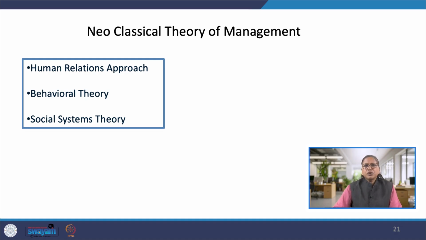Neoclassical theory of management emphasized human relations, behavioral theory, and social systems theory. The focus of social systems theory is organizing and managing human resources in various social processes, in various groups, how people behave, and the importance of individuals as an important element in the systems environment. Neoclassical theory, also called the behavioral approach of management, was discussed in the mid-20th century.